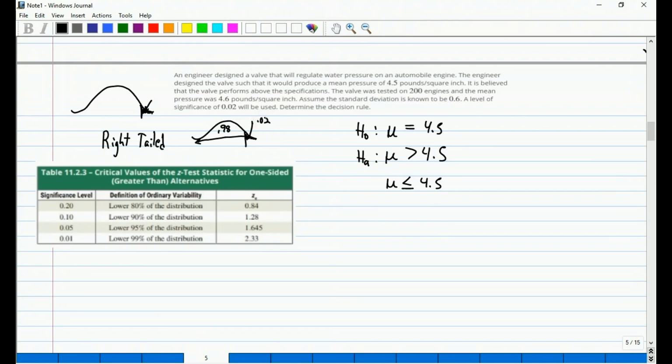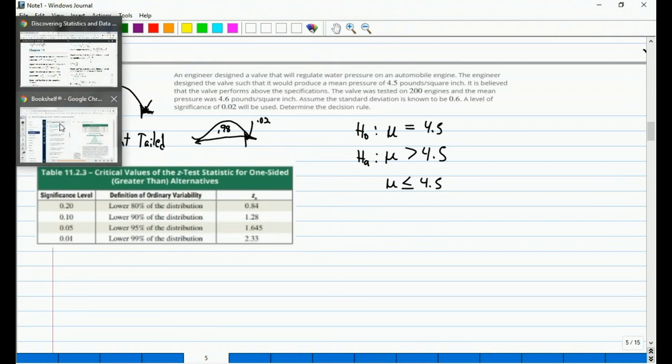And I bet you it's somewhere in between these two right here, because see, 0.05 is 1.645 and 0.01 is 2.33. Well, 0.02 is somewhere in between those two numbers. So I'd be willing to bet you anything it's between those two. Probably closer to 2 than anything. So we're going to look up 0.98, or as close as we can get in the table.